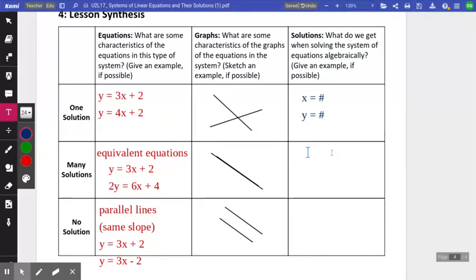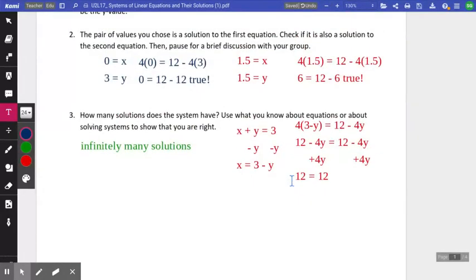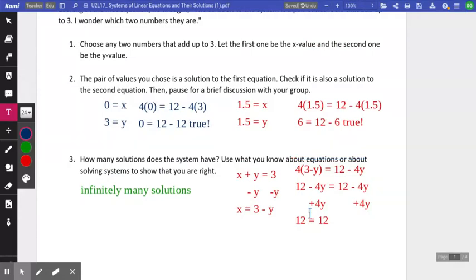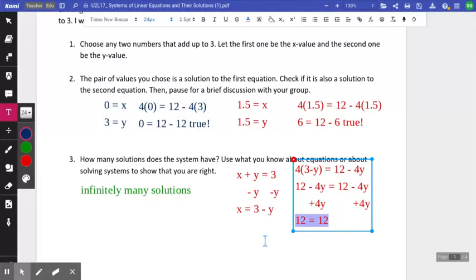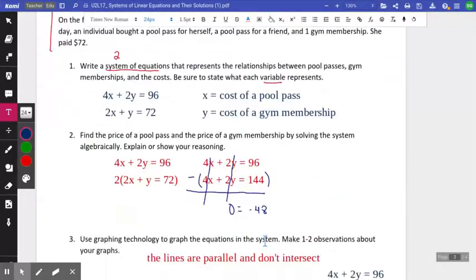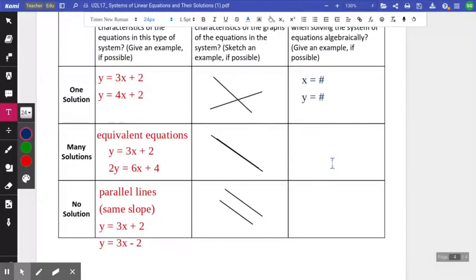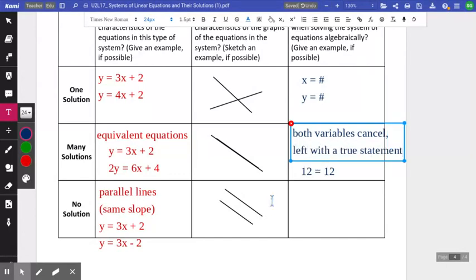If you're solving algebraically a system with many solutions, I'm going to take us back up. So that very first one we did here, it looks like this. It looks like those variables both canceling out and just getting left with a statement that's true, like 12 equals 12. So we could write that for our example down here. Our example could be 12 equals 12. And just a note to put with it, maybe both variables cancel or eliminate, and we are left with a true statement, like 12 equals 12.